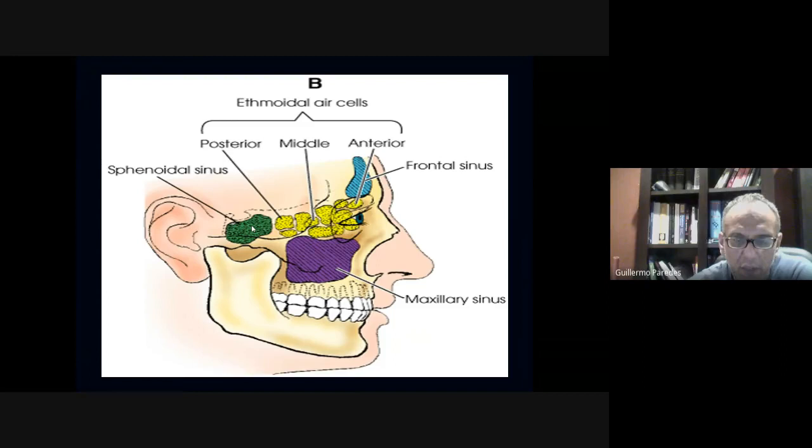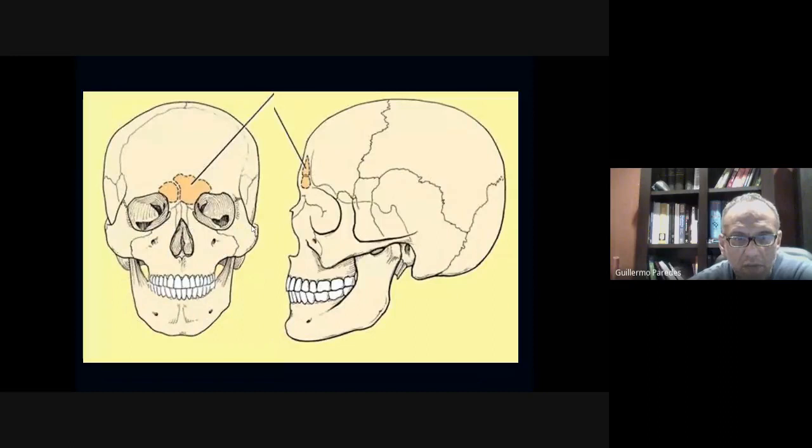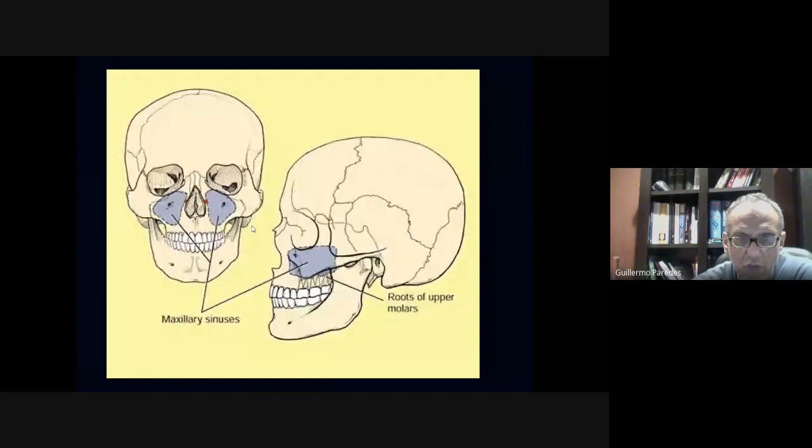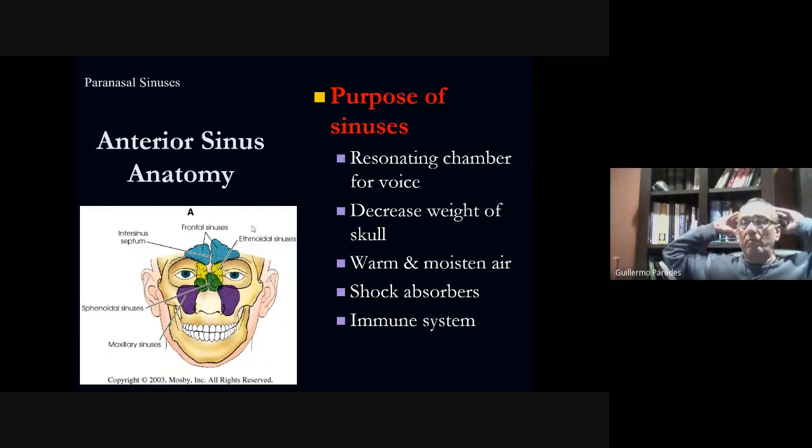So if you see here, these are cavities that have many functions. I'm going to tell you the functions now. They give you the resonance of your voice, okay? The characteristic of your voice, these chambers make a resonance. They decrease the weight of the skull, because they are hollow areas. They also moisten and warm air, act as shock absorbers, etc. But the first two are the ones you must remember, okay?